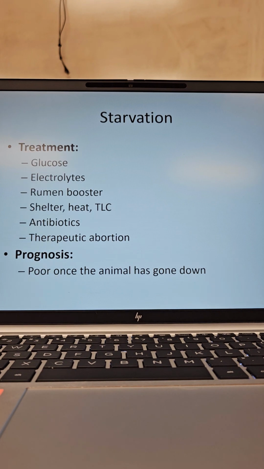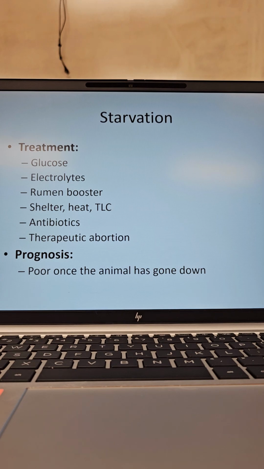Treatment: you're going to give glucose. You need to get their sugar back up. You need to give electrolytes. You need to start replacing what they don't have. You need to give them shelter and heat because they have no fat. They have nothing to keep them warm. They have nothing to protect them from the environment. They're going to need some tender loving care to bring them back.